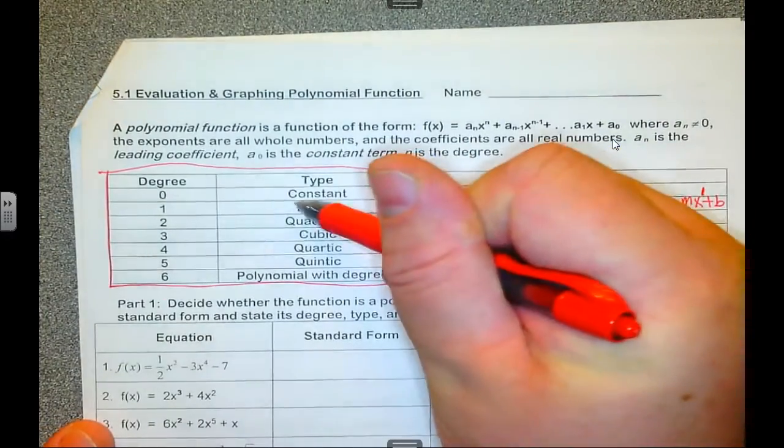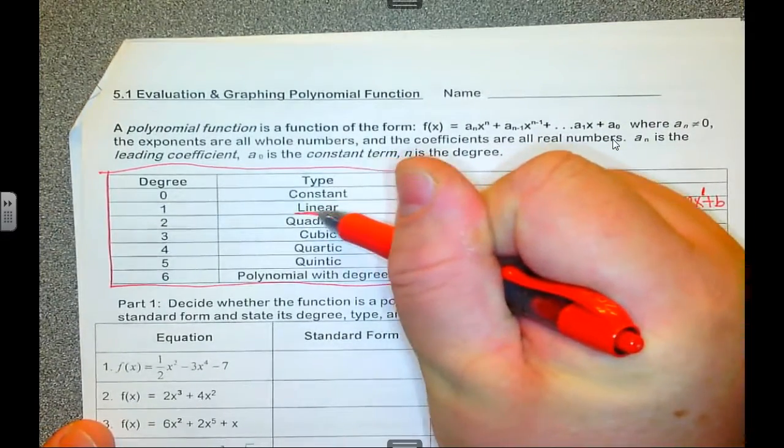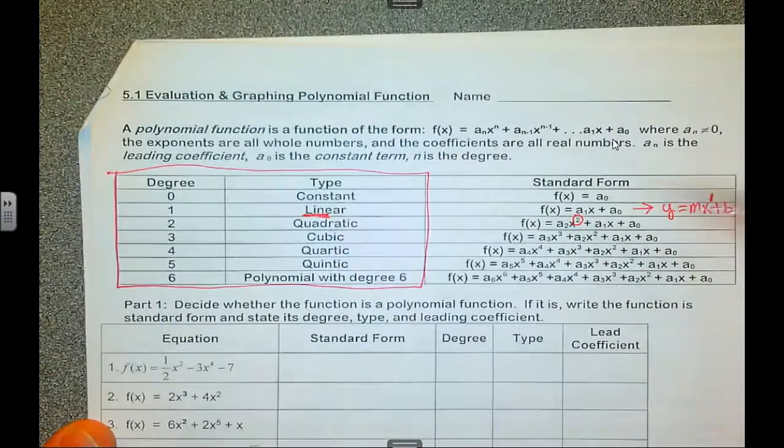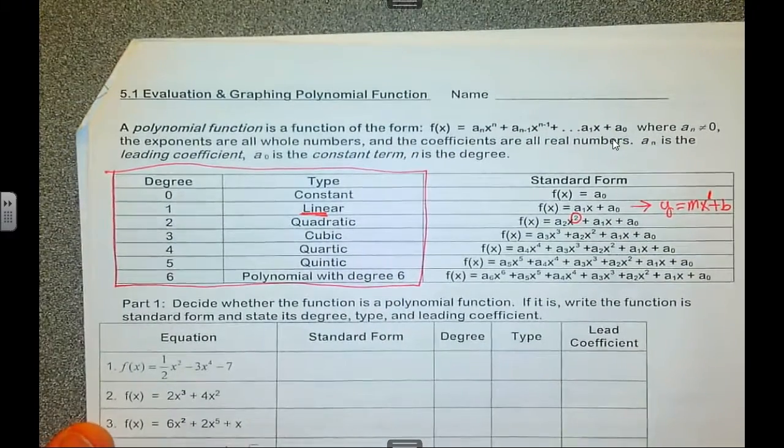Are we getting a quiz review on Thursday? Yes. Wednesday, tomorrow.